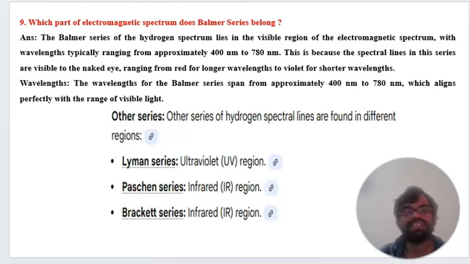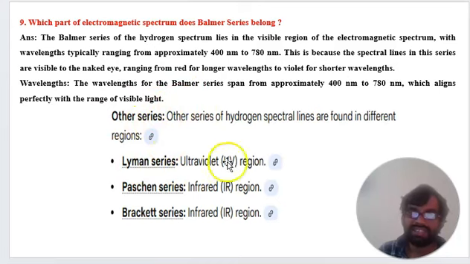The Balmer series of hydrogen spectrum lines are the visible regions of the electromagnetic spectrum, with wavelengths typically ranging from approximately 400 nanometers to 780 nanometers. Because the spectral lines in this series are visible to the naked eye, they range from red at the longer wavelength to violet at the shorter wavelength.